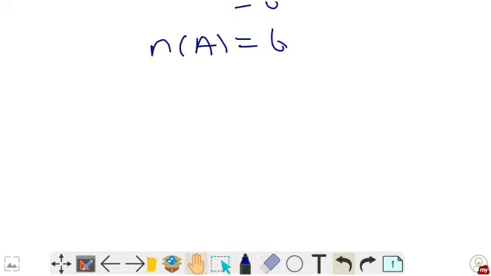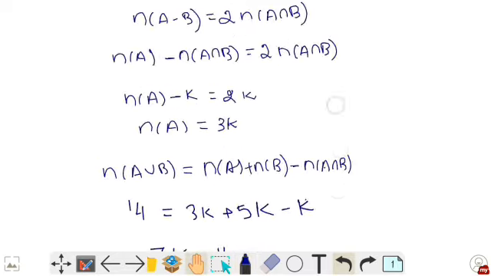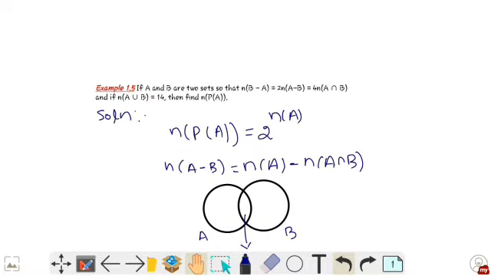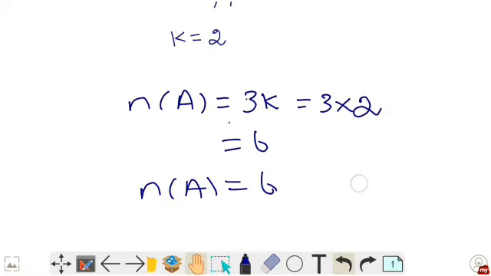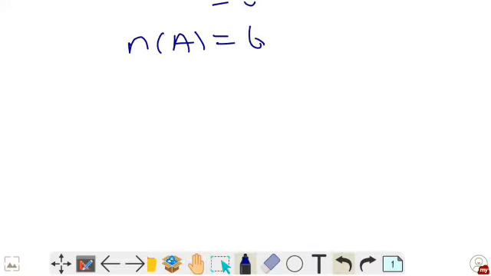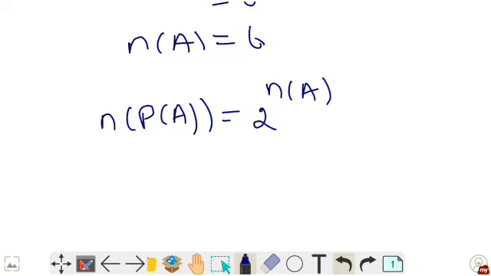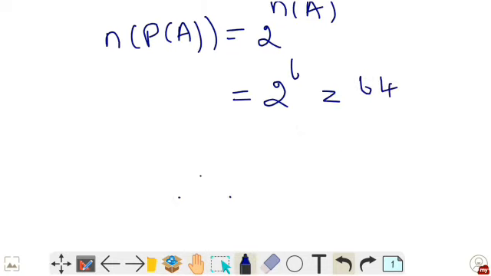Using this in the first term, n of rho of A is equal to 2 power n of A, which is 2 power 6, which is 64. Therefore n of rho of A is equal to 64.